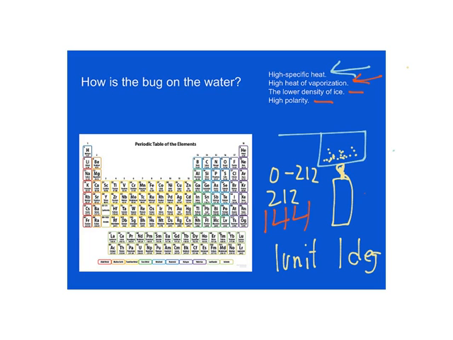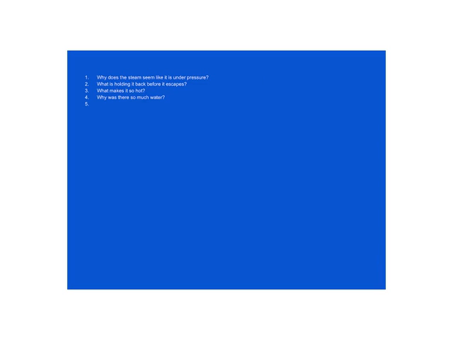You can put a blowtorch to a pot of water and it's going to take a while to get it to boil because of the high specific heat of water. So another thing we looked at is, why does the steam seem like it's under pressure?